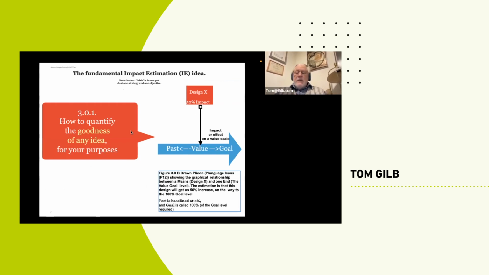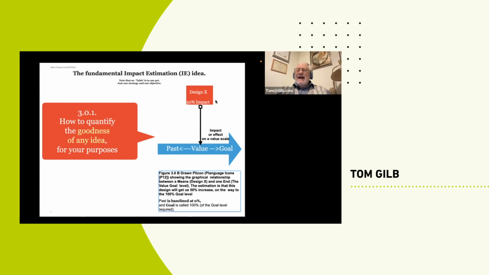Okay. So the big idea here is quite simple. For any design or strategy or architecture or good idea or solution, how do we estimate how good it is for moving us from the quality levels we were at, let's call them the past levels, in the direction of incrementally, perhaps, if you're doing agile, towards our ultimate long-term goal level.